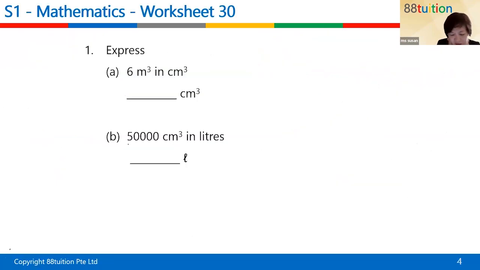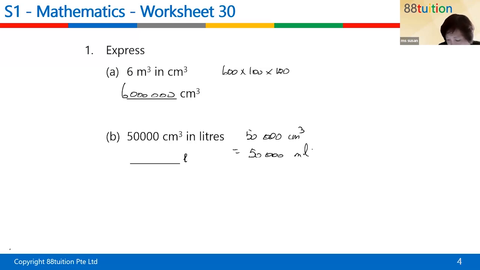So this is 6 meter cube, to convert it into cm cube, if you cannot, then you have to do 6 times 1 times 1, because 6 meter is 600 centimeter. So isn't this 6 with how many 0s? Now, 50,000 cm cube is actually equal to 50,000 ml. They are the same. So if you divide by 1,000, then what do you have? It will be 50 liter.